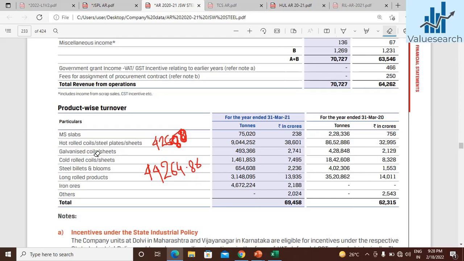See, if you have their price of raw material available, there is a point called iron ores. If you calculate it, 2188 multiplied by 1 crore divided by 4672224, it is 4689.94.